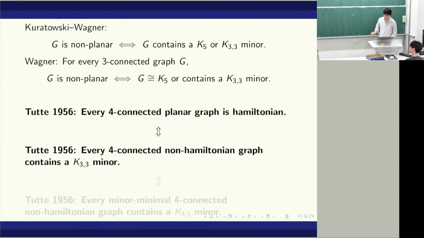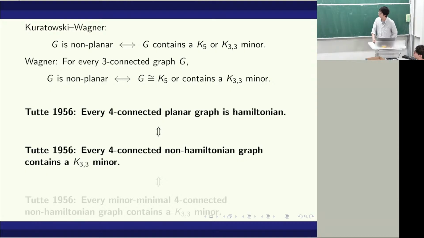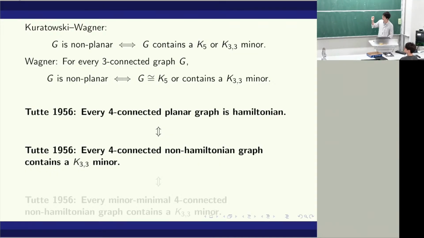Now, because K5 is Hamiltonian, we can apply Wagner's result to show that Tutte's result is equivalent to saying that every 4-connected non-Hamiltonian graph contains a K33 minor. This is what I said at the beginning: Tutte's result is about non-Hamiltonian graphs and minors. So it is equivalent.